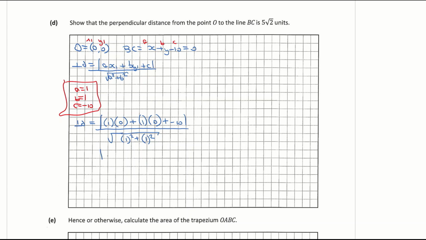1 times 0 is 0. 1 times 0 is 0 again, minus 10, over the square root of 1 squared, which is 1, plus 1 squared, which is 1. So 0 plus 0 is 0, take away 10, so that's the modulus of minus 10 over the square root of 2. Those modulus brackets mean I turn my answer into a positive, so that's giving me 10 over the square root of 2. And when I type in 10 over the square root of 2 on my calculator, I get a perpendicular distance of 5 root 2 units. And that's what they asked in the question, to show that the distance from the origin to the line BC is 5 root 2.